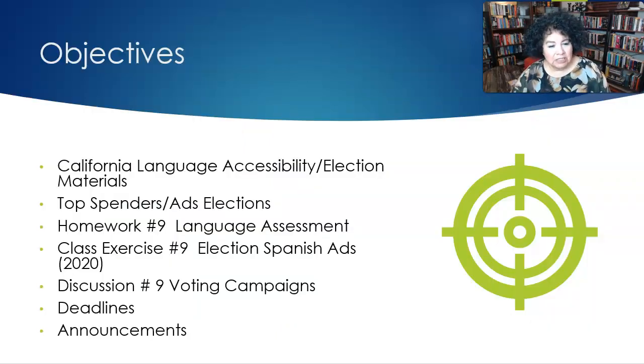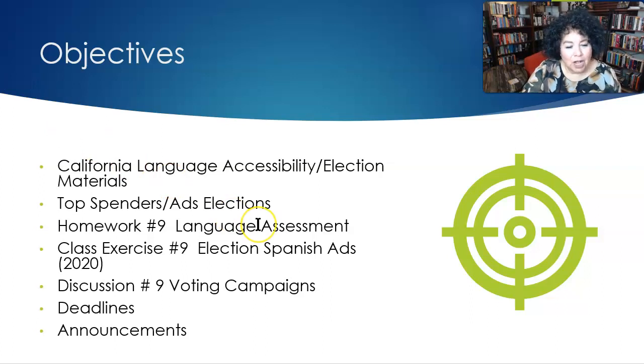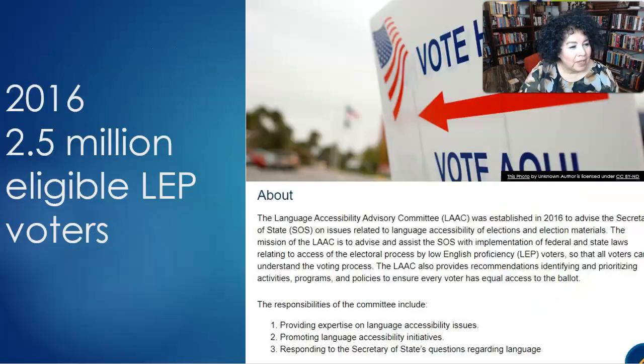So I will be discussing California language accessibility in terms of election material, so that we also look into California and what the government requires, because an election year is coming up. I want you to assess some election ads, and then I will talk about your homework, your class exercise and your discussion. There's a PDF that I would like you to review in Module 9.